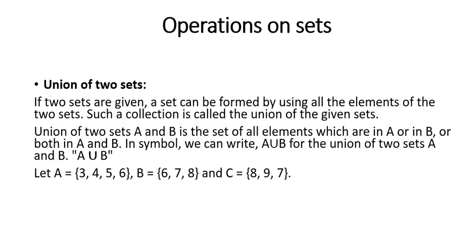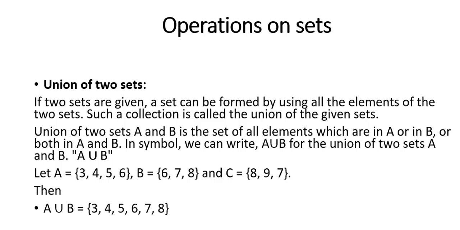Here we have a set A which has elements 3, 4, 5, 6. Then we have set B which has elements 6, 7 and 8. And then we have set C which has elements 8, 9 and 7. Now, if I wanted to calculate A union B, what will be my answer? A union B means that we are combining all the elements present in set A and in set B. So the answer will be 3, 4, 5, 6, 7 and 8, where 3, 4, 5, 6 are from set A, and 6, 7, 8 from set B.